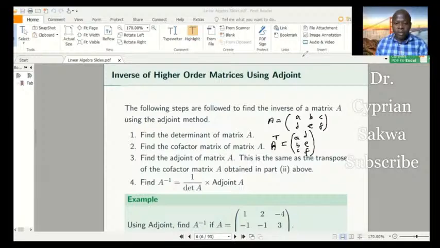Now, what remains is for us to learn how to get the cofactor matrix. Once we know how to get the cofactor matrix, we shall get the transpose of that cofactor matrix, and that will give us the adjoint of the matrix. And then once we have this adjoint and we have the determinant of the matrix, it's easier for us to get the inverse of that matrix. So let's look at an example.